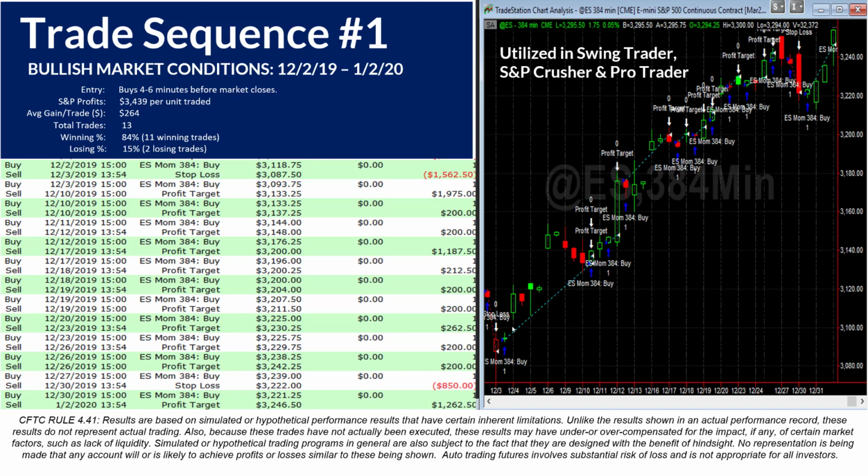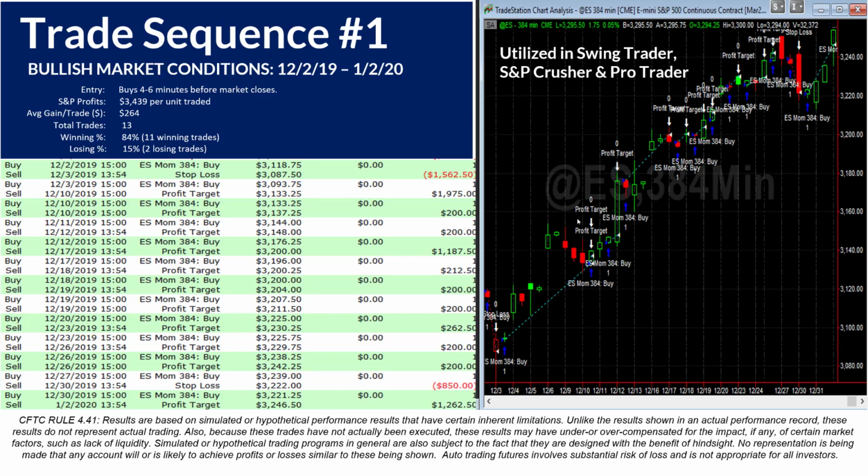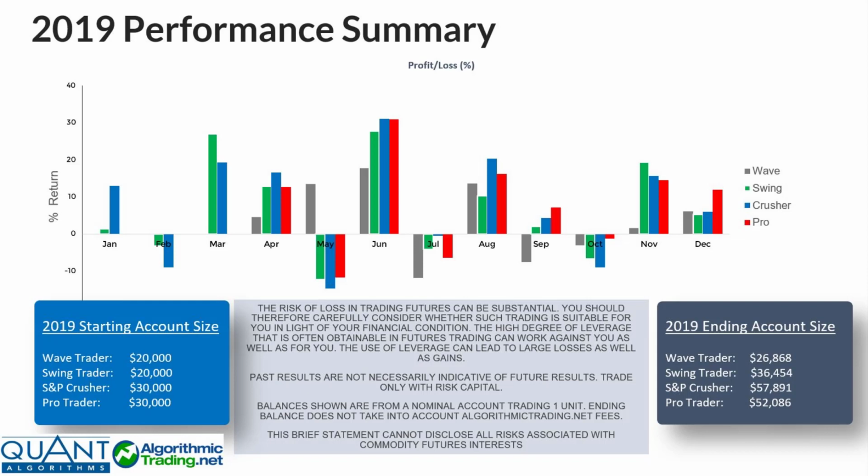So just remember though, this was traded in live accounts. So when we go back to this here, and you see in December, the swing, the crusher, and the pro were all up. A big reason why they were up is because of this algorithm right here. In particular, the swing trader was up by, if you scroll over, it looks like probably about 5-6% maybe.